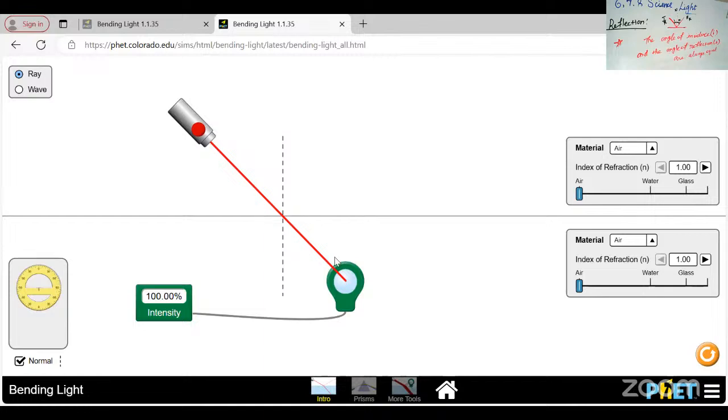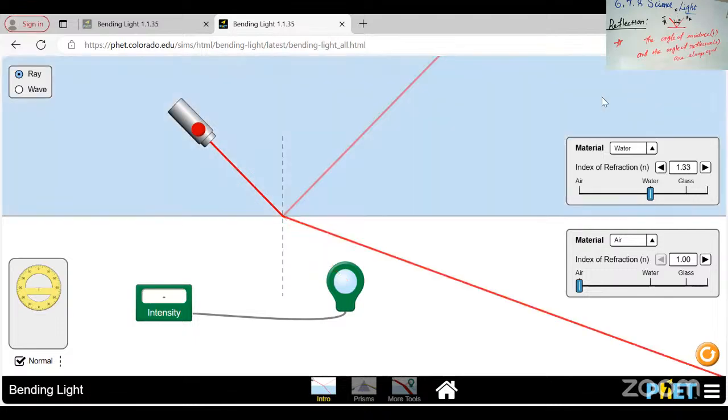Once again, what is the incident ray, what is the reflected ray, how the angles are formed, and how the law of reflection is applicable. These details are learned from the first part of the simulation.